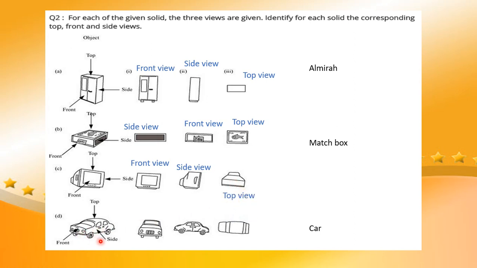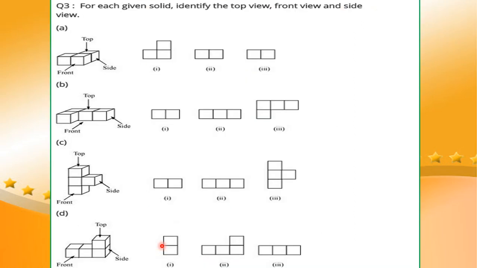Now the car, as in the previous example we have done with the car. This is the front view, this one is the side view, and this one is the top view of the car. Now let us consider the same problem for a given object, where we have to again identify the top, front and side view of the given object.